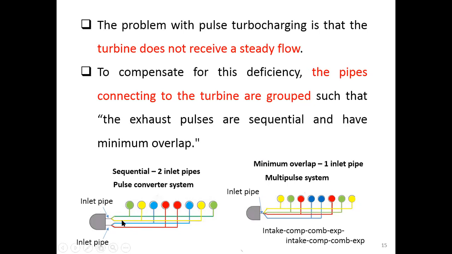so we let the distance of the pipe keep the sequence of the exhaust flow to happen. In the minimum overlap, we have only one inlet pipe. We have only one inlet pipe, because we do allow the overlap to happen, but just want the overlap to be minimum. That is okay.